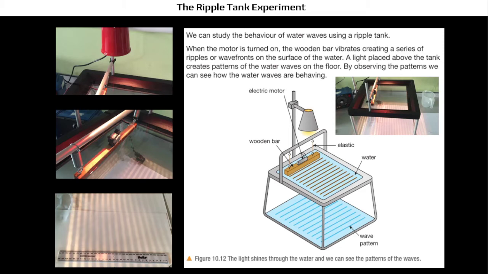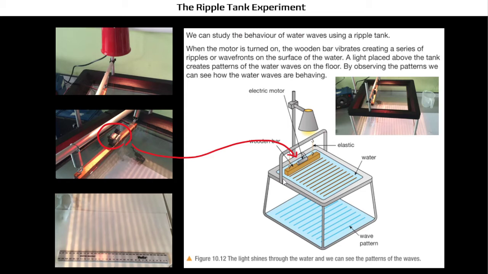Alright, let's take a look at the ripple tank experiment. So we can study the behavior of water waves by using a thing called a ripple tank. When we turn on the water motor, okay, the water motor will look like this. The diagrams on the left side are real life applications. Okay, so you will see that there is a motor here which represents this area. When the motor is turned on, the wooden bar will start to vibrate and it will create a series of ripples or wave fronts on the surface of water.